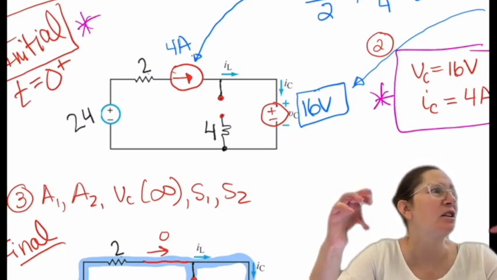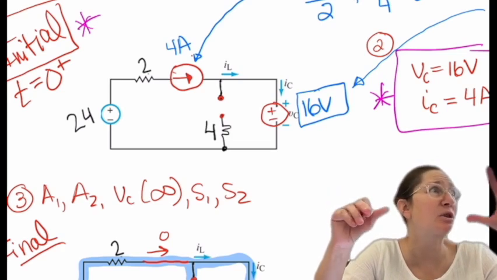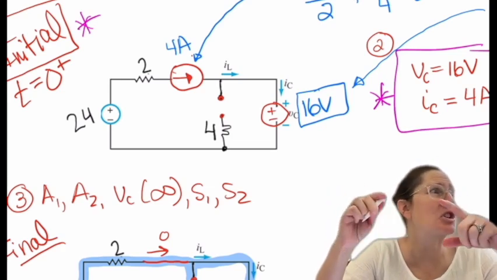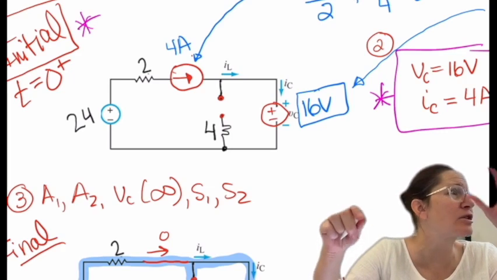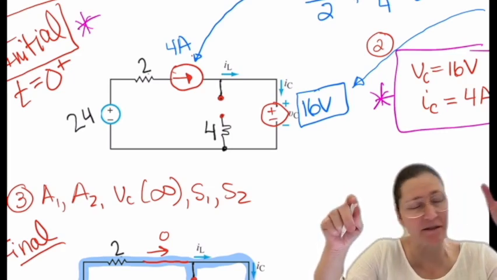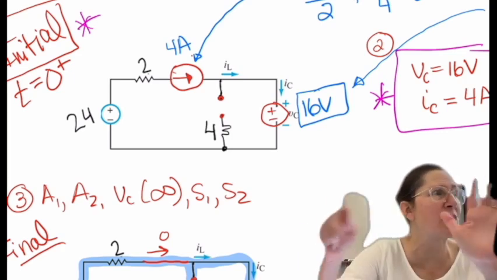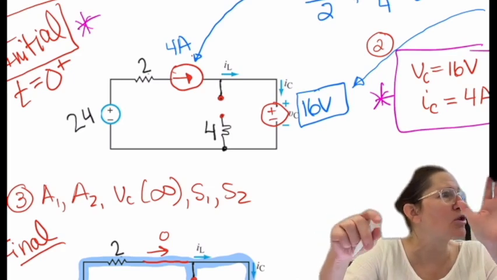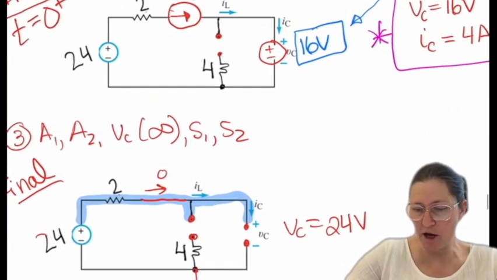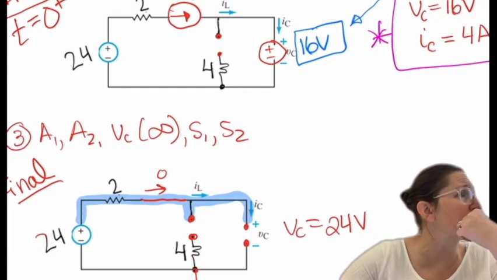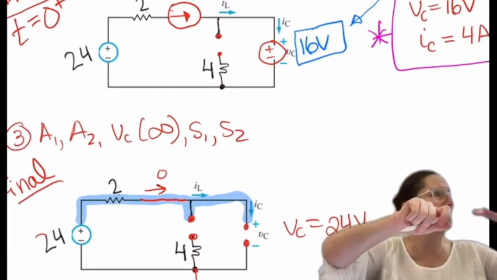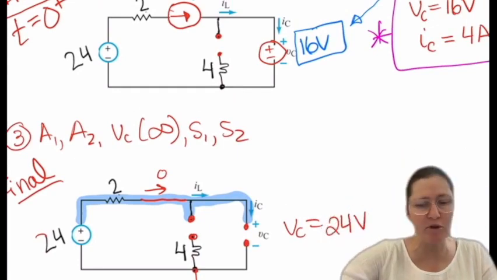So in this case, right as it switches, it's changing constantly. Right at this point it is 16 volts, but then it changes to some other value right away. So it's going to start to charge up to 24 volts. It starts at 16 and then charges up to 24 volts.